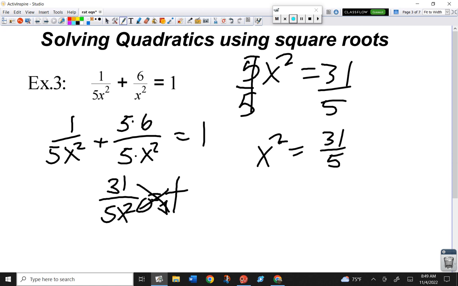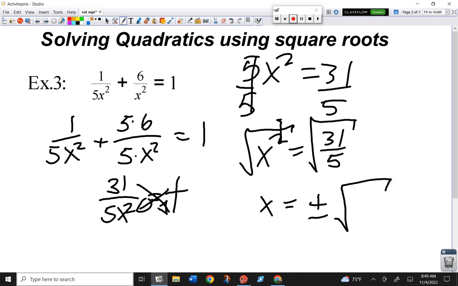And from Algebra 2, you should remember that you have to take the square root of both sides to solve this. That's going to cancel out. We'll have x equal to plus or minus the square root of 31 over 5. Y'all, I don't want decimals. This is the exact answer, so just leave it like that. I know it looks ugly, but it's what we like to look at when we see fractions.